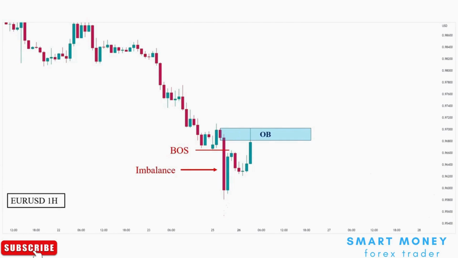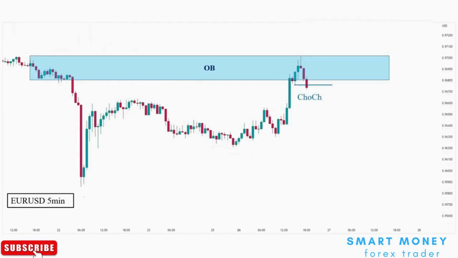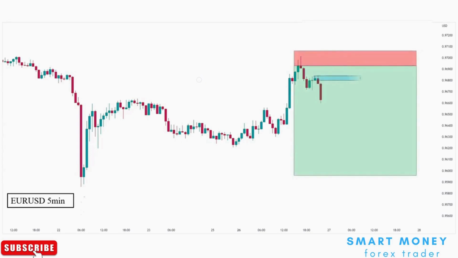Here we can see that we have already made a change of character since the candles have closed below this level. So we mark the recent 5 minutes order block and place our sell order. Now notice how price made a new order block. So without cancelling our first trade, we will place another one with reduced risk. Now let's see what will happen.